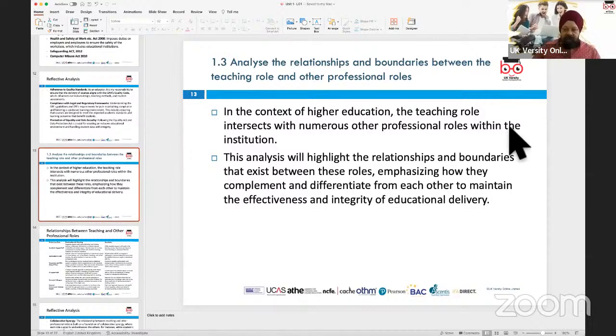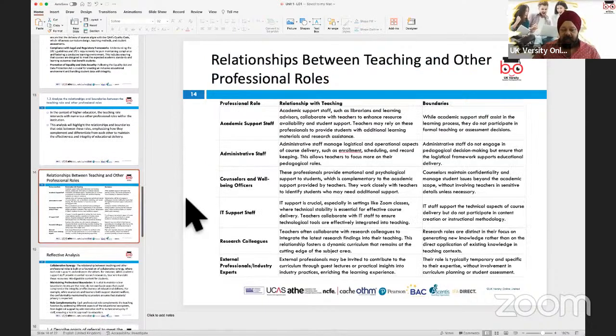So here, because it talks about analysis, I've used a table, and that table gives my understanding of how I work across with some of the other key roles within the educational setup that I work in. In my case, I have academic support staff, I have administrative staff, and I have people who offer information, advice and guidance, who are basically nothing short of counselors.